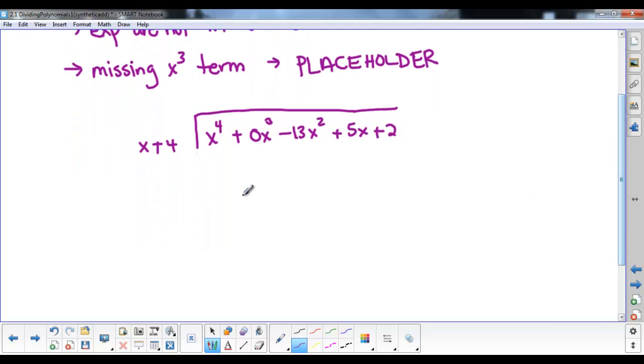Compare first terms. So x into x to the power of 4. Or what do we need to multiply x by to get to x to the power of 4? X cubed. So take your x cubed and multiply your binomial. So x cubed times x, x cubed times 4.